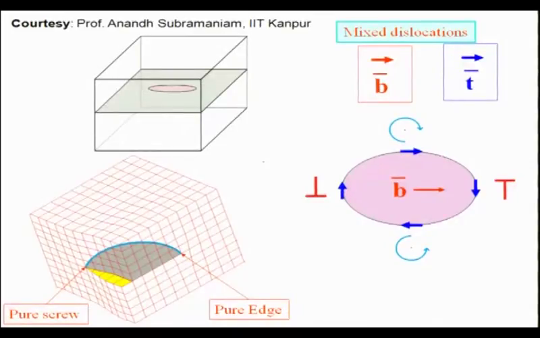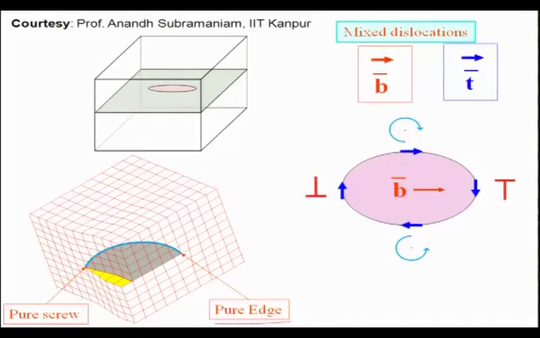You do not have pure edge or pure screw. What happens in real life is that you have a dislocation structure in which you have a mixed dislocation. For example, this is a part of the crystal. You can see on the right face of the crystal you have an extra row of atoms here. So this is the edge dislocation. So this is pure edge.